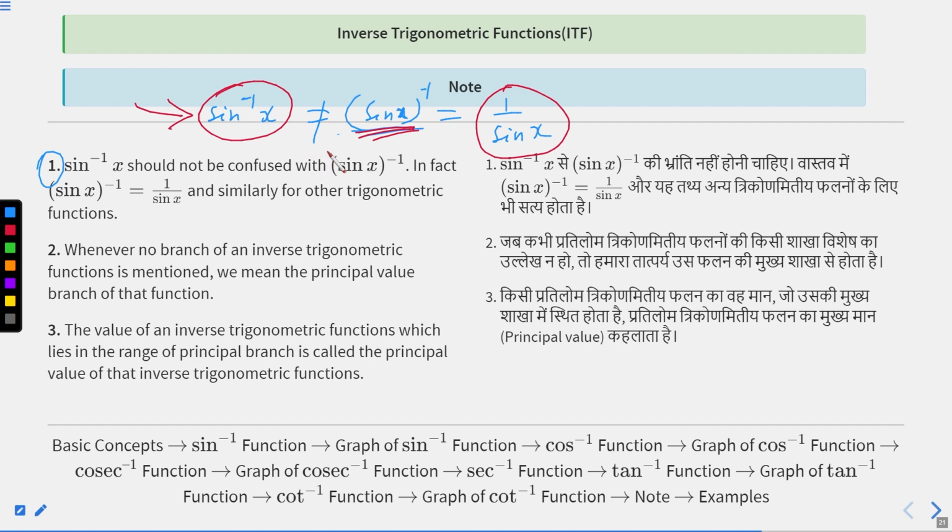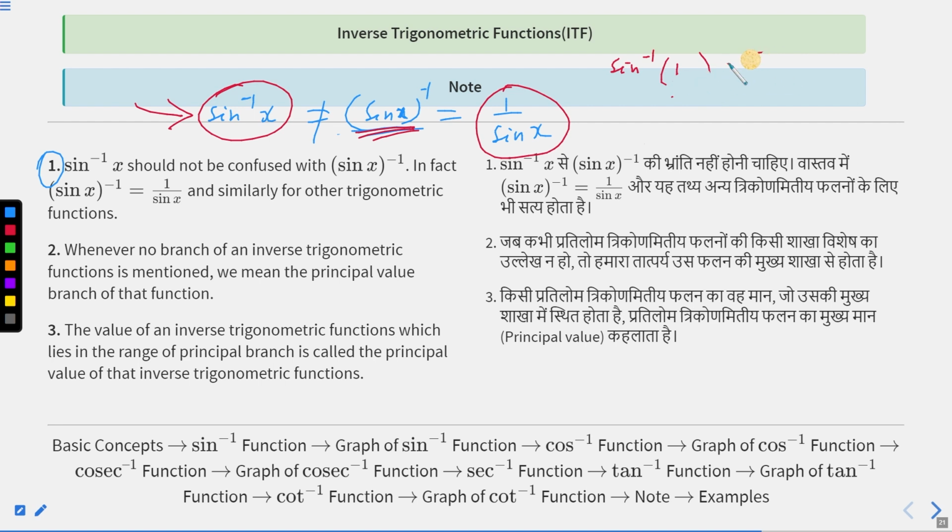As you can see, let x be 1 by root 2. So sine inverse 1 by root 2 is what? We know pi by 4. Okay, so x is what? x is 1 by root 2, and we know sine of 1 by root 2 will not be equal to pi by 4. Or let me take a quite simple example.